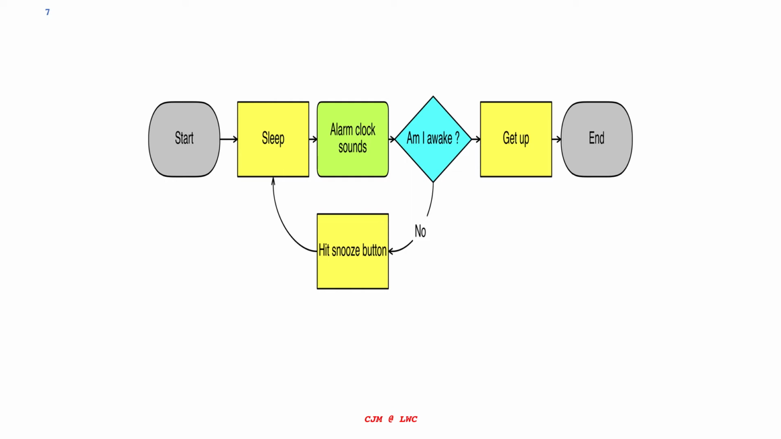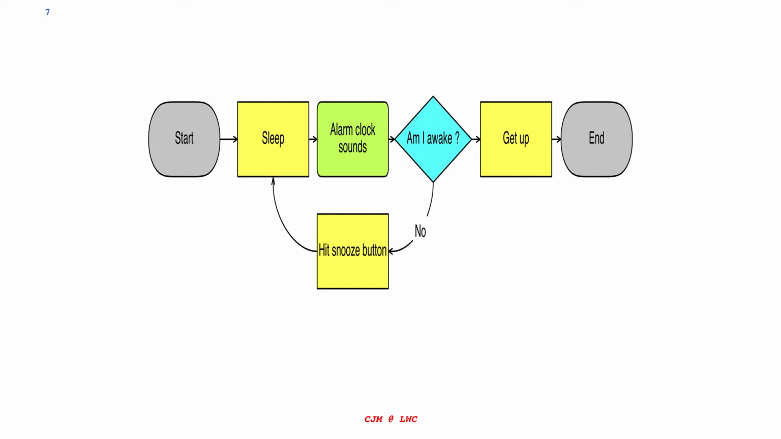Then beep, beep, beep. Am I awake? Oh, no. Okay, sleep. And then beep, beep, beep. Anyway, you get the idea. But guys, this is how the basic flowchart symbols work. I have taken the basic steps and shown how they're all going to work together.